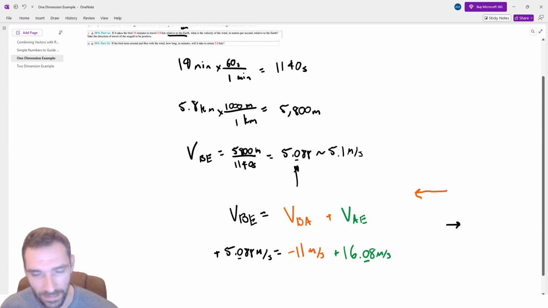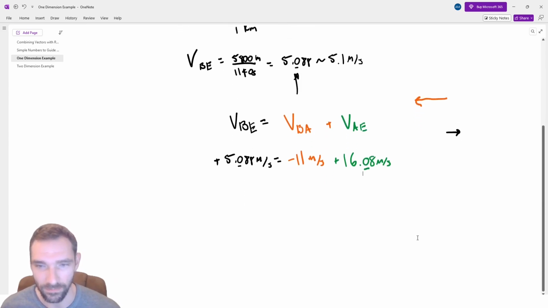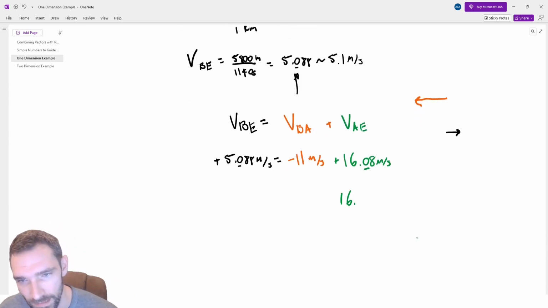It was limited to that ones place, so that would be our final answer. 16.1 meters per second in the positive direction is our velocity of the air relative to the Earth.